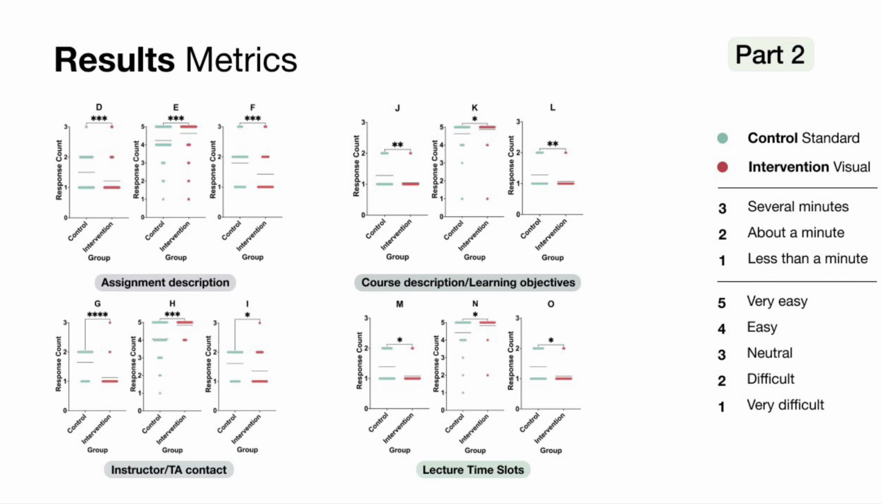And here we actually see the exact same trend for these metrics for the other course outline components: assignment description, course description, learning objectives, instructor and/or TA contact information, and lecture time slots. So the intervention group that received the visual outline were quicker in locating these components, had a deeper understanding of these components, and were able to understand these components more quickly.